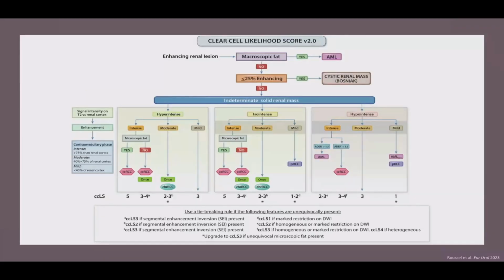And to facilitate this, the clear cell likelihood score was developed. The way that I think about this is almost like the PI-RADS score, but for clear cell RCC in MRI. And depending on the lesion's characteristics, which you can see here in the flow chart, you'll be giving a score of 1 to 5 to a lesion. A CCLS of 1 means that the lesion is very unlikely to be clear cell. But a lesion with a CCLS of 5 is very likely to be a clear cell RCC.